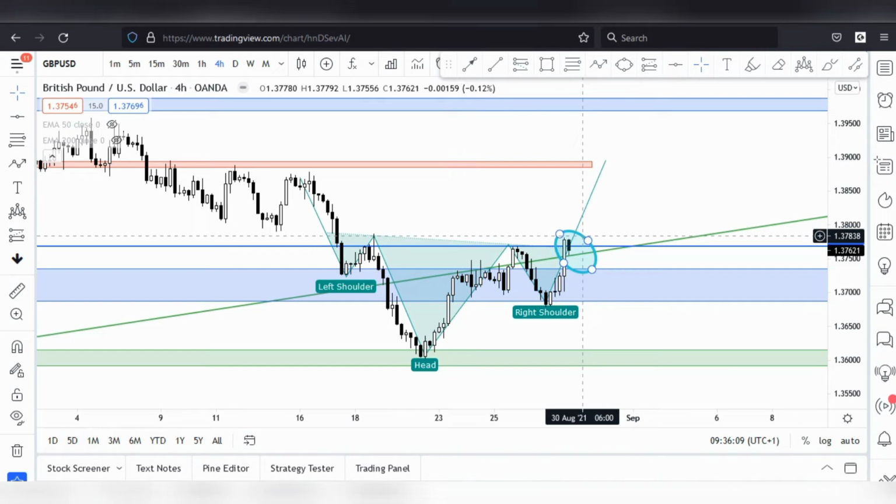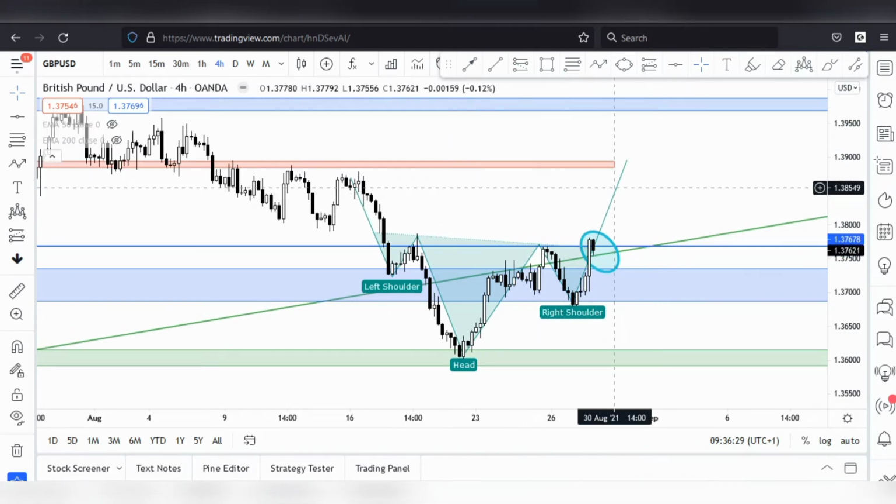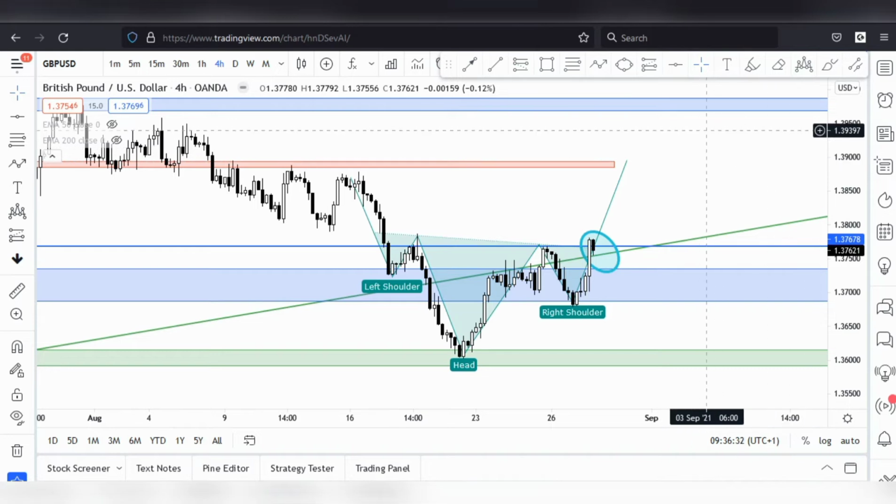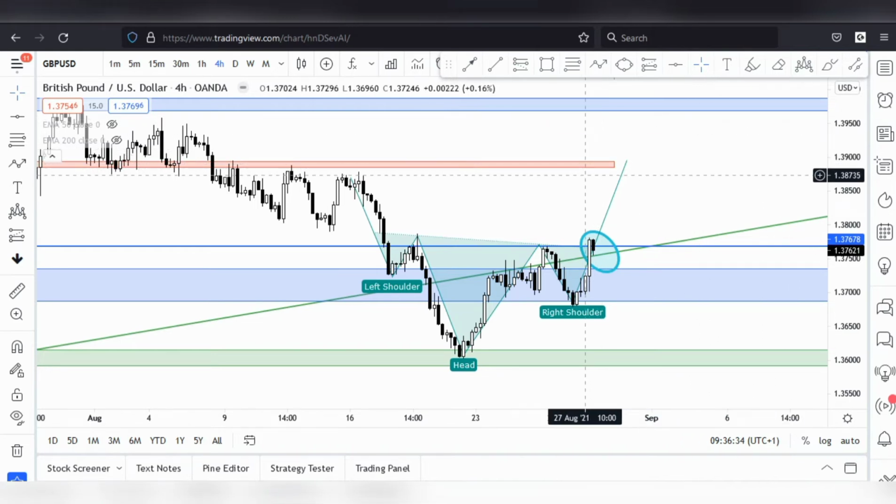So if the next 4-hour candle closes above this level, which I suspect it will, then we should be looking to take our buy opportunities and capitalize on the up move to this next resistance level. So that's my analysis for GBP USD. Next, I'll be talking about EUR USD.